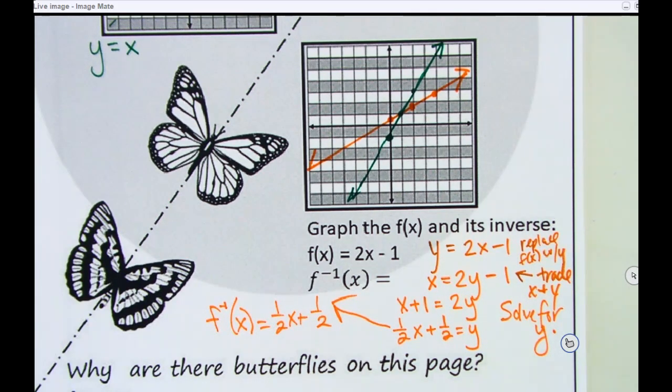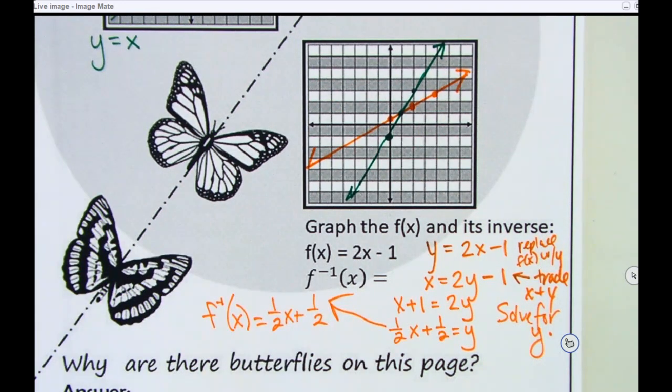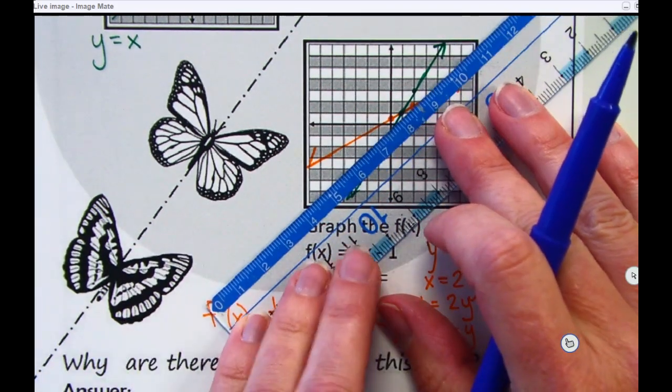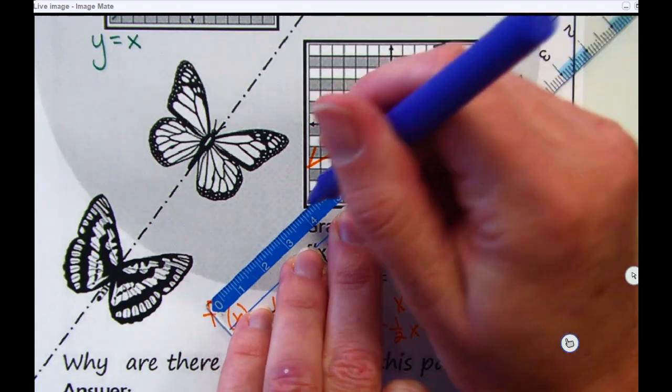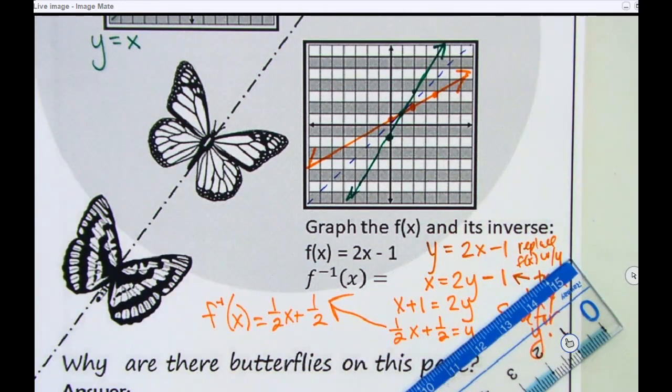A little bit. All right. Does this look like it's been reflected across the y equals x axis? What do you think? Here, I'm going to put it in there for good measure. All right, based on our sight, does that look like it's been reflected across the y equals x axis so we can verify we did it right? Yeah. Okay. Why do you think there are butterflies on this page?